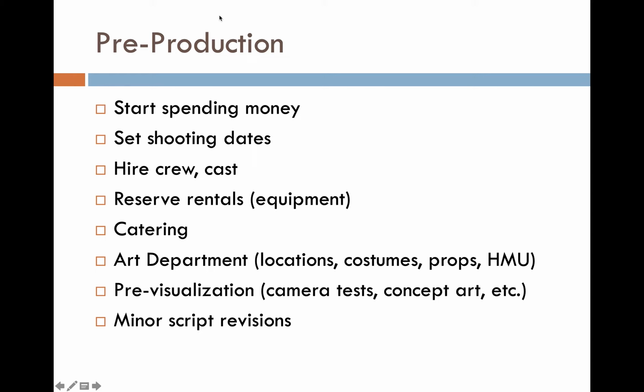You'll set shooting dates. You will hire your cast and your crew. You will reserve rental equipment. You will organize the catering. You'll work with the art department on locations, costumes, and props. You'll do camera tests, concept art, and then you'll do minor script revisions during the pre-production phase.